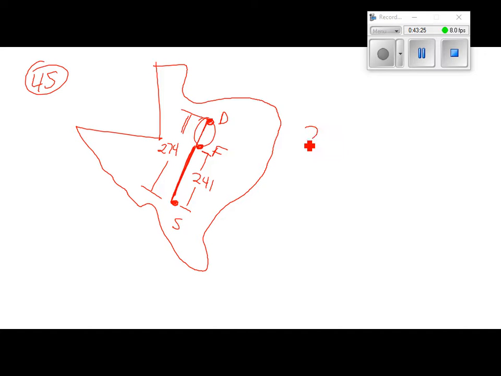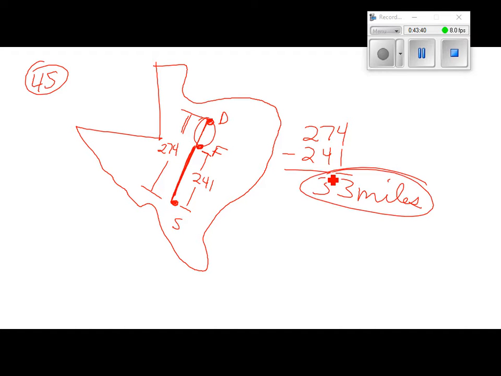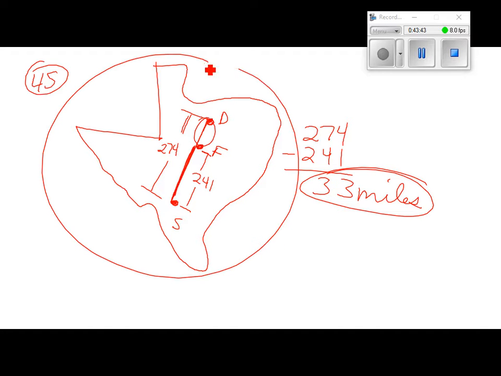All we got to do is take 274. This is using the segment addition postulate. 274 minus 241, actually segment subtraction, but means the same thing. And we get 33 miles. I know you're amazed at my great drawing ability there.